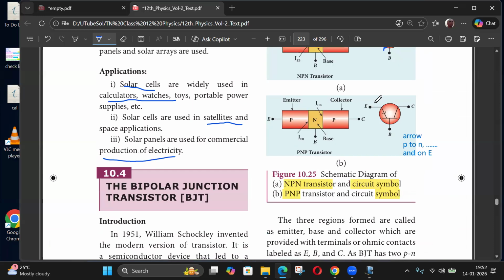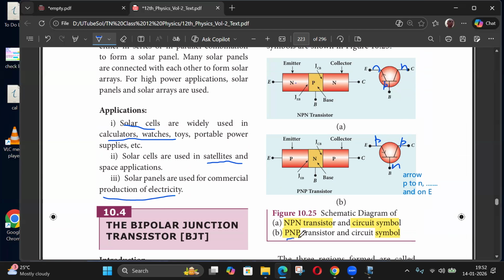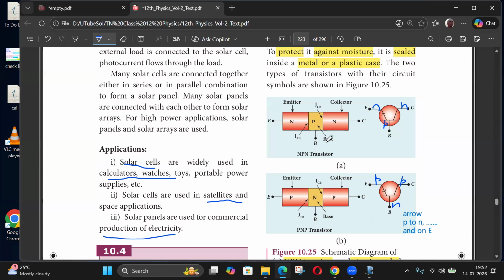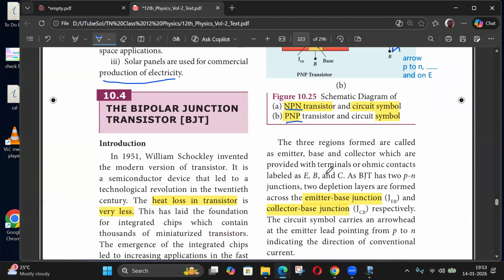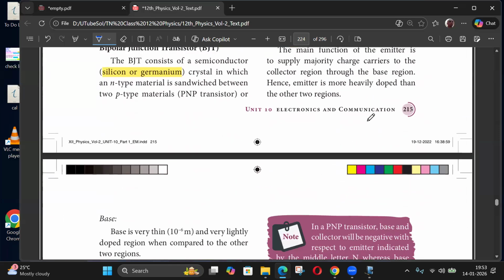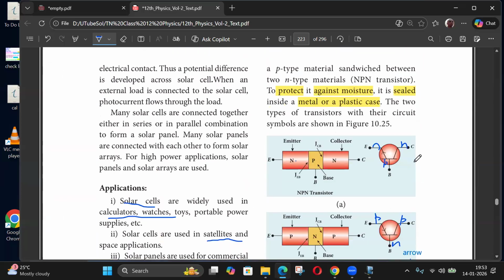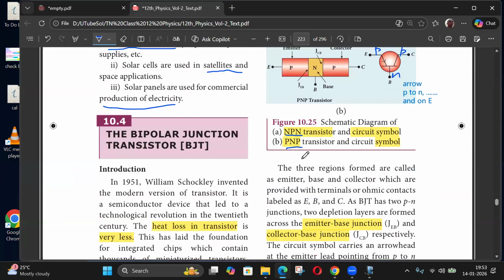Here the arrow mark is like this, so this is P, this is N, and this is P. So this is a PNP transistor. It basically consists of two diodes. This is called the emitter, base, and collector. And you can decide how thick each region has to be. By design, the base is thin compared to the emitter, and the collector is slightly bigger than the emitter.